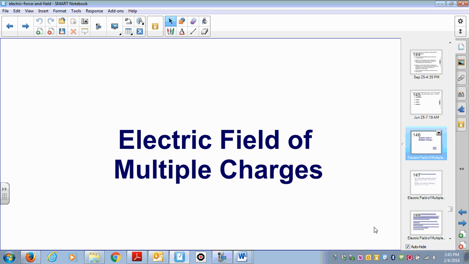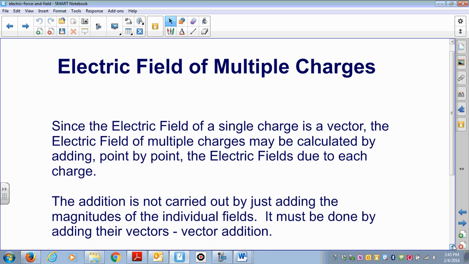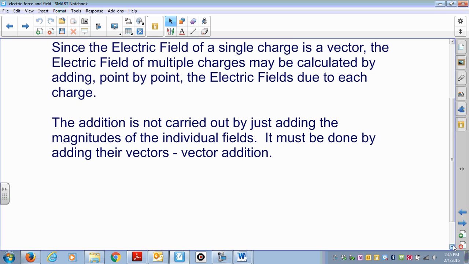In this lecture, we're going to talk about electric field and multiple charges. Since the electric field of a single charge is a vector, the electric field of multiple charges may be calculated by adding, point by point, the electric fields due to each charge. The addition is not carried out by just adding the magnitudes of the individual fields. It must be done by adding their vectors. In other words, vector addition.